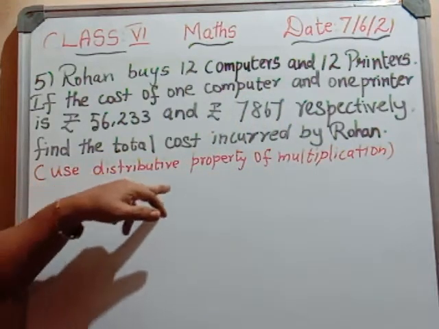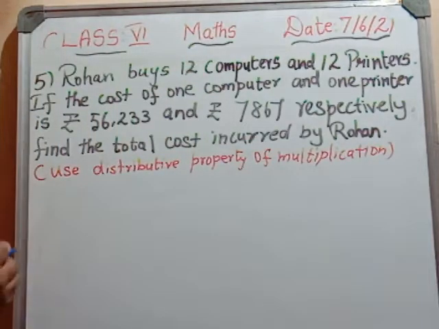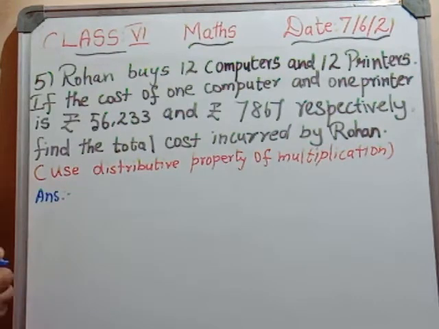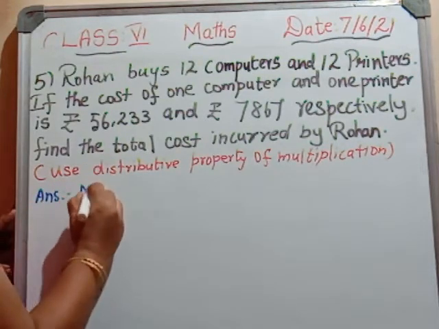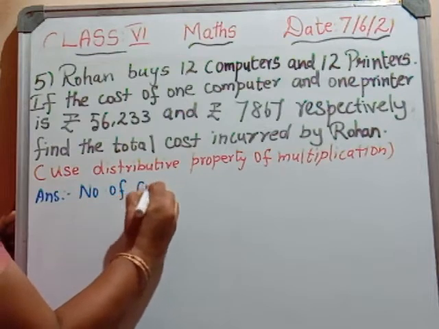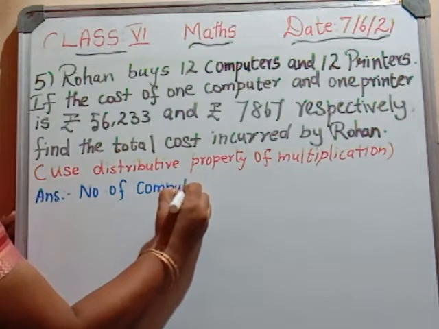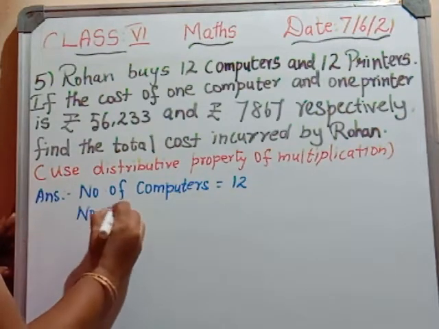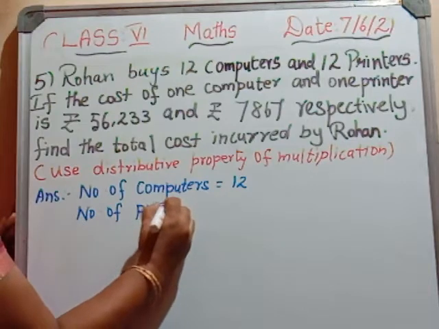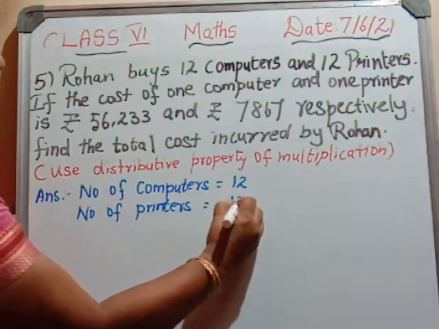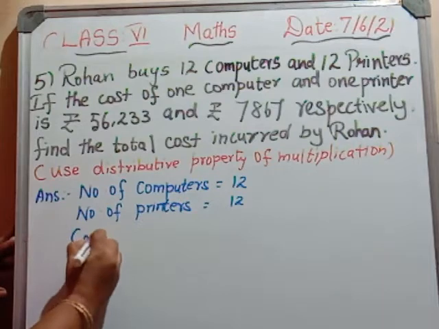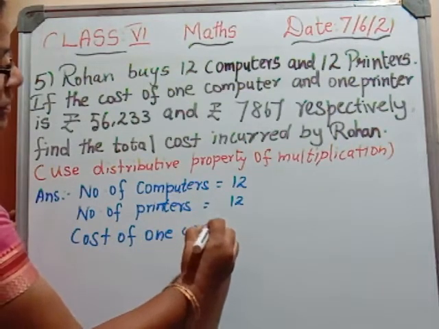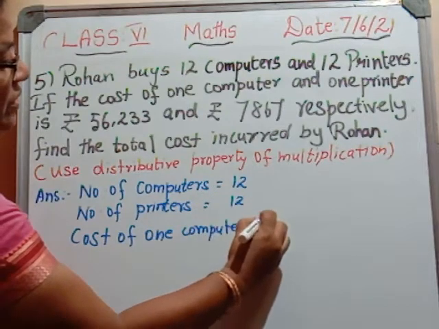Now use the distributive property of multiplication. Now we are going to solve on the basis of the distributive property of multiplication. Number of computers: how many? Equal to 12. Number of printers also 12. Here, cost of one computer. Cost of one computer is how much?